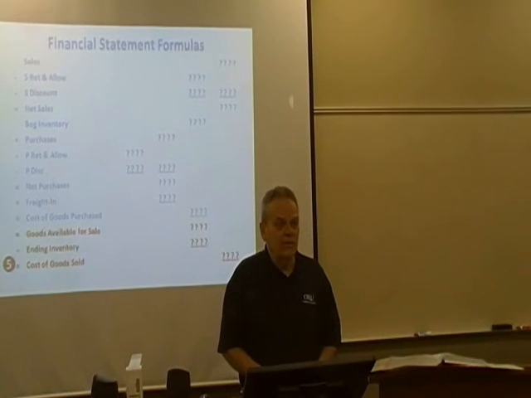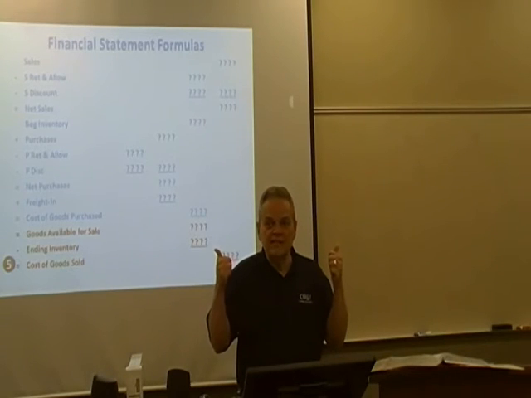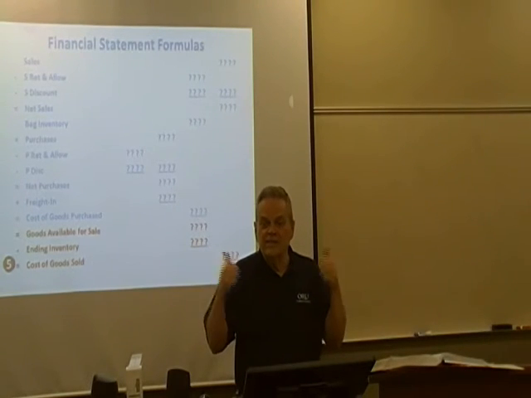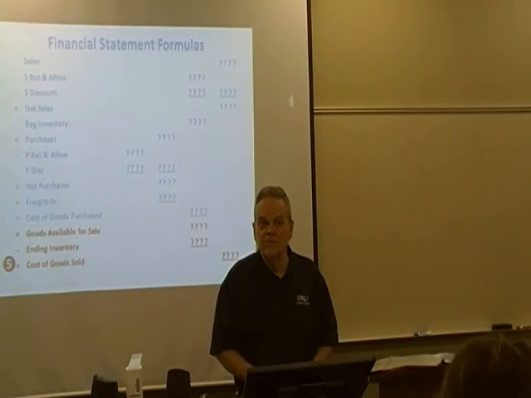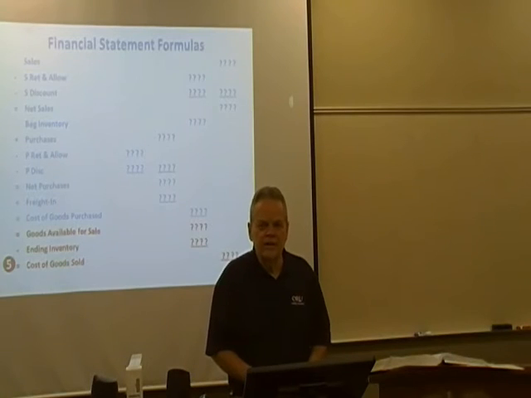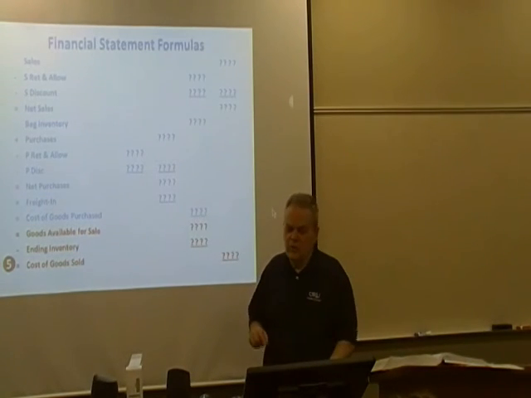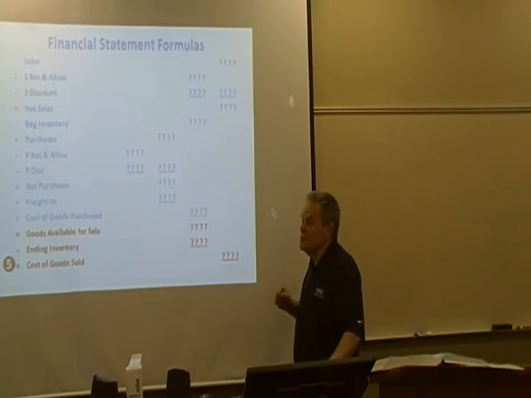Pick you a focal point in the room of your choice. Look someplace else than the screen and say the cost of goods sold formula. Go. Beginning inventory plus purchases equals goods available for sale. Goods available for sale minus ending inventory equals cost of goods sold. Good. Let's move on.